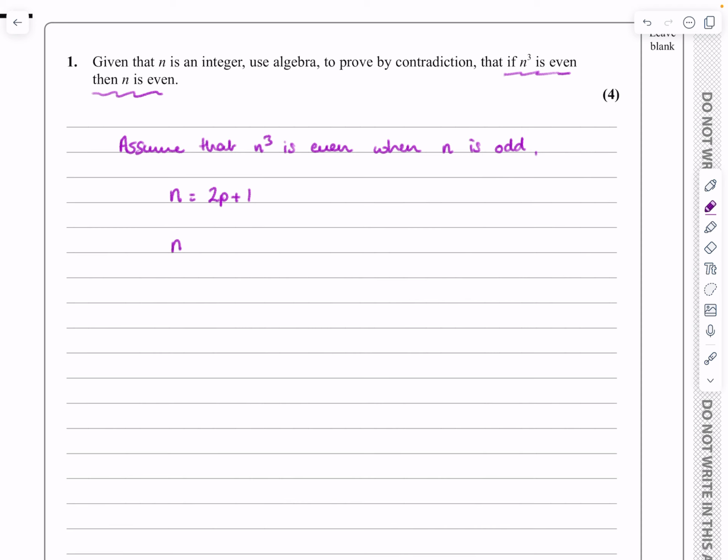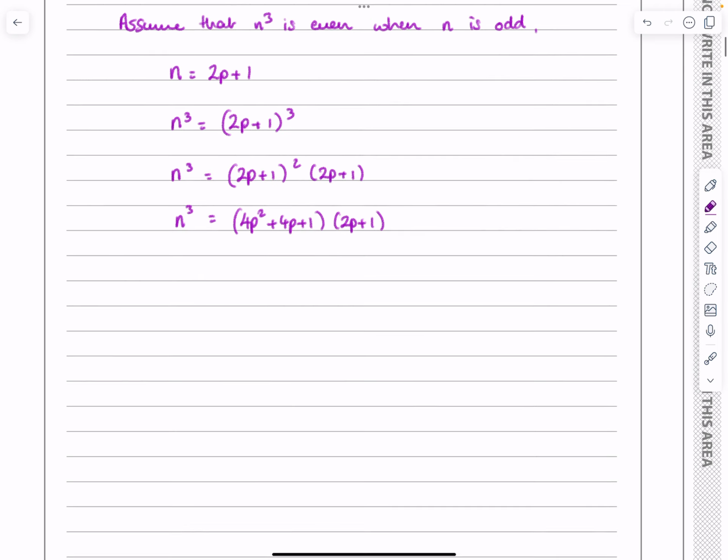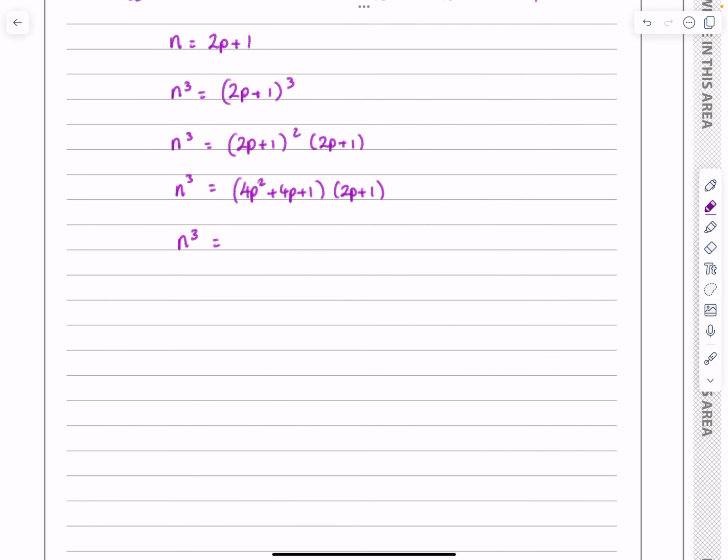So then n cubed is going to work out to be (2p plus 1) cubed. Now you might want to expand this using a binomial expansion or anything else like that. As long as you take a little bit of time over this, what I'm actually going to do is just say (2p plus 1) squared times (2p plus 1). (2p plus 1) squared is 4p squared plus 4p plus 1 multiplied by 2p plus 1. Perfectly honest with you, I don't know how many steps of this we would need to do. I'm going to now put what n cubed is.